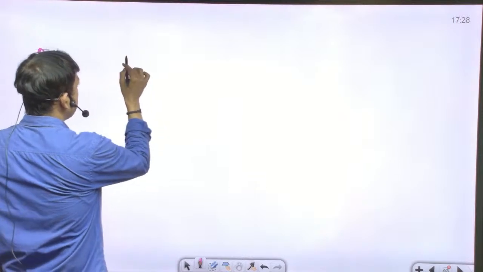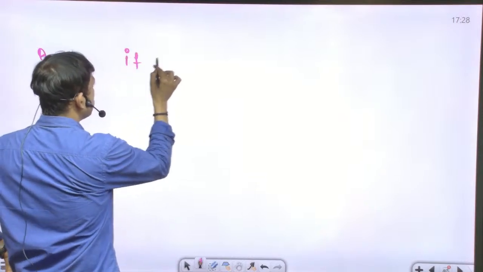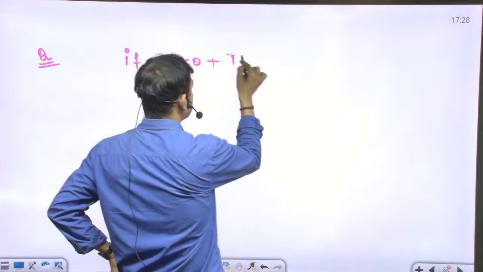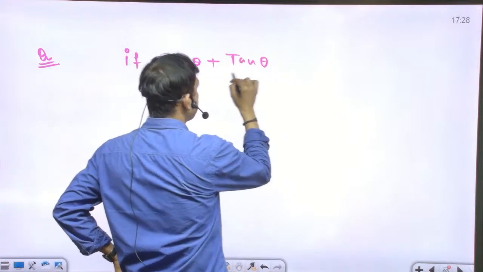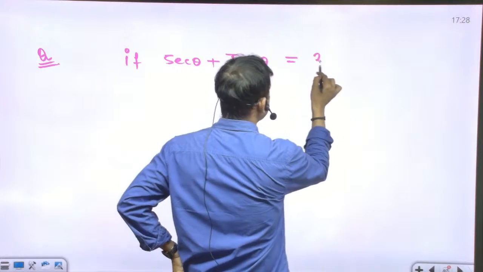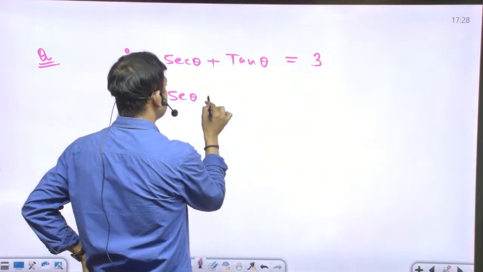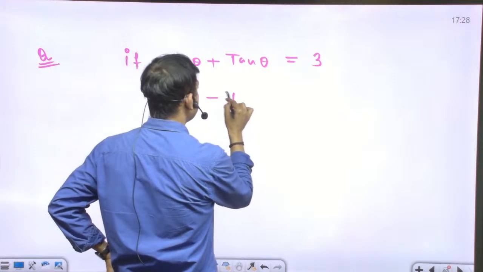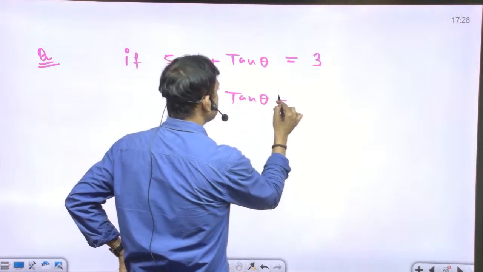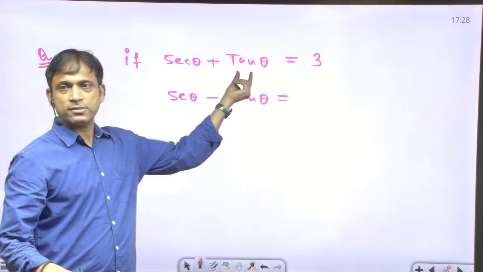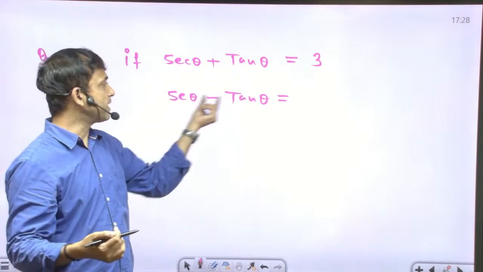The question is, if sec theta plus tan theta is equal to 3, then what will be the answer of sec theta minus tan theta? In place of sine and cos, now the next part will be sec and tan.